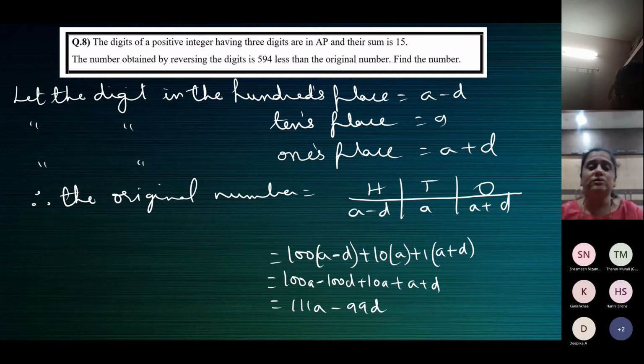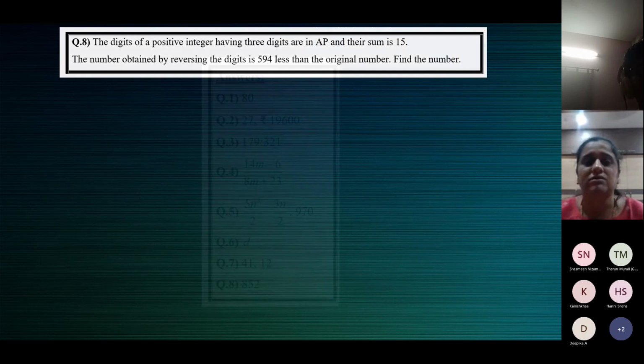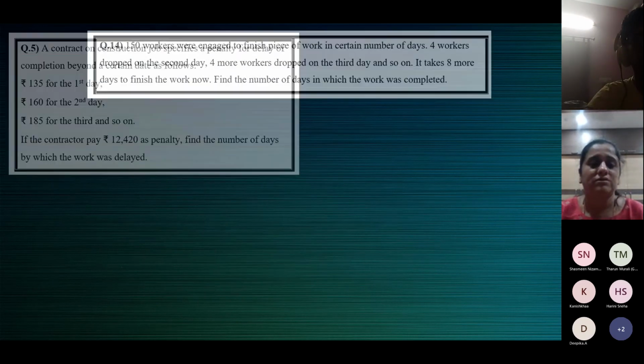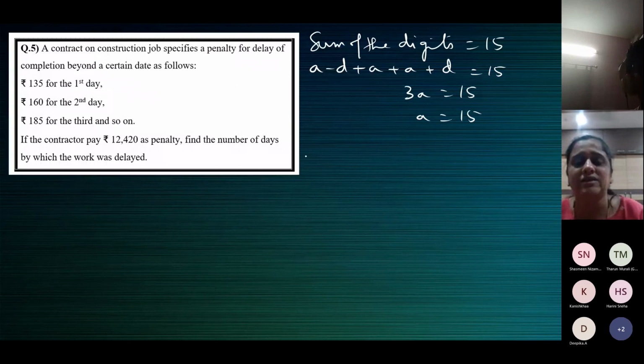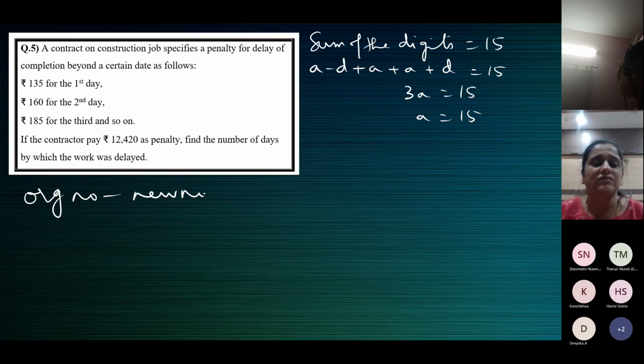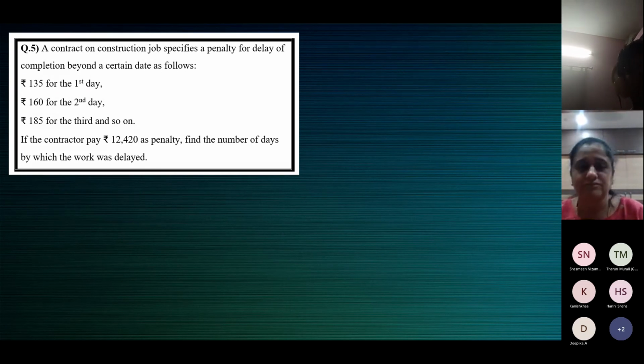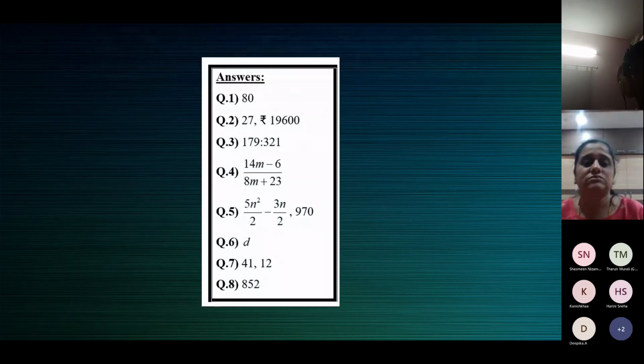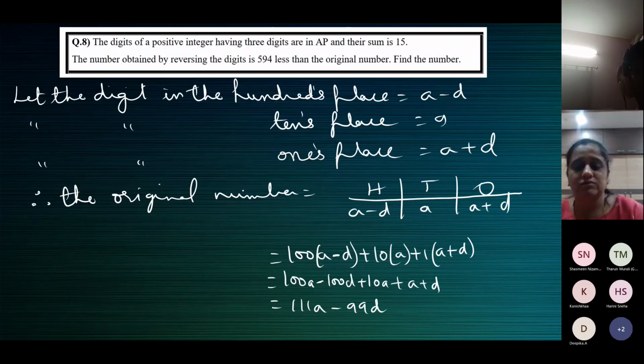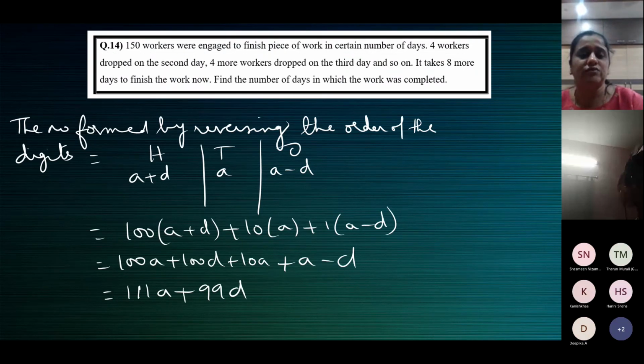Which number is greater or smaller? The number obtained by reversing the digits, that is the new number, is 594 less than the original number. The original number is bigger, the new number is smaller. So that means original number minus new number is equal to 594.